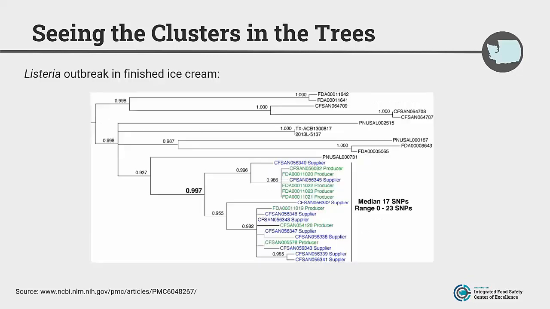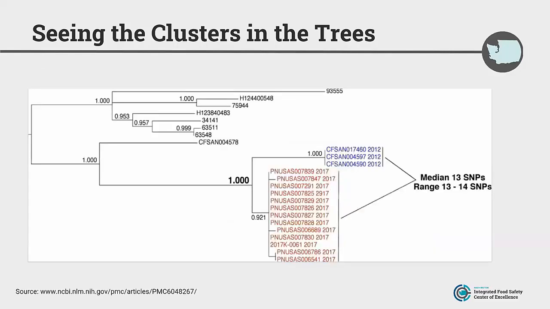Here's another outbreak, and just one thing to note here, you can see the median was 17 SNPs and a range of 0 to 23 SNPs. So not a super tight range there.